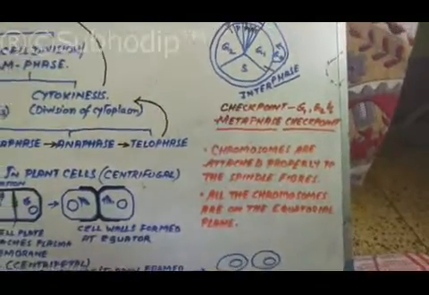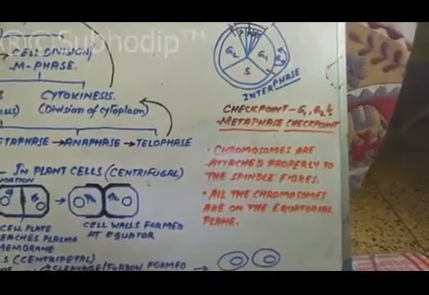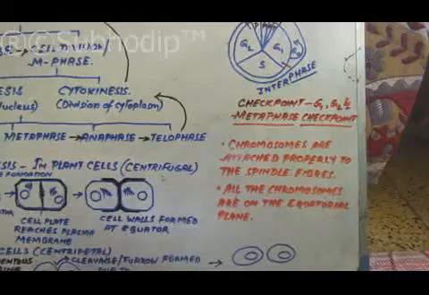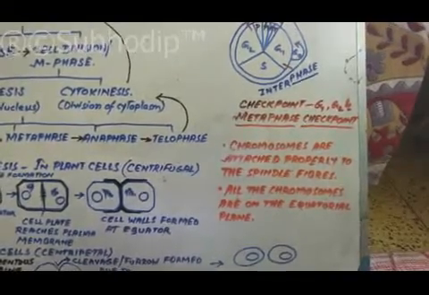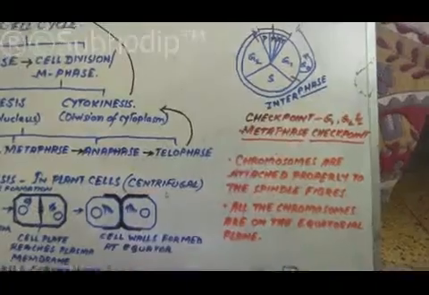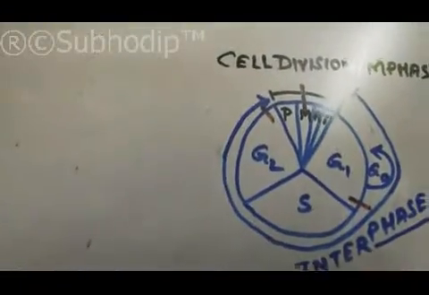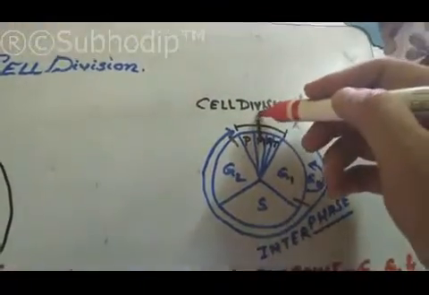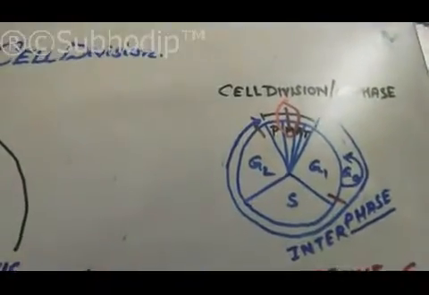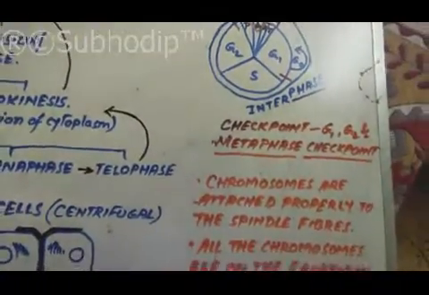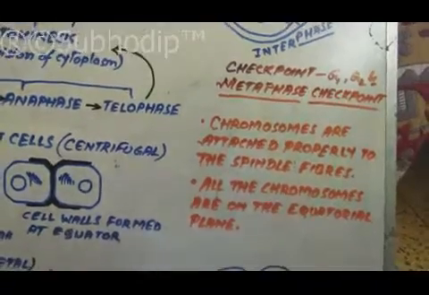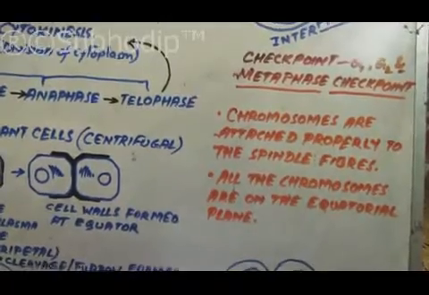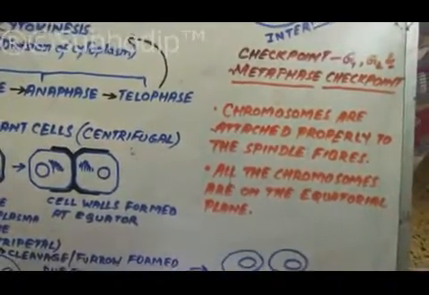In the previous class, we had described the checkpoints, namely the G1 and G2 checkpoints. I have mentioned the metaphase checkpoint, which occurs in the metaphase stage, that is here. The metaphase checkpoint is very important because it checks whether the chromosomes are properly attached to the spindle fibers and all the chromosomes are on the equatorial plane.